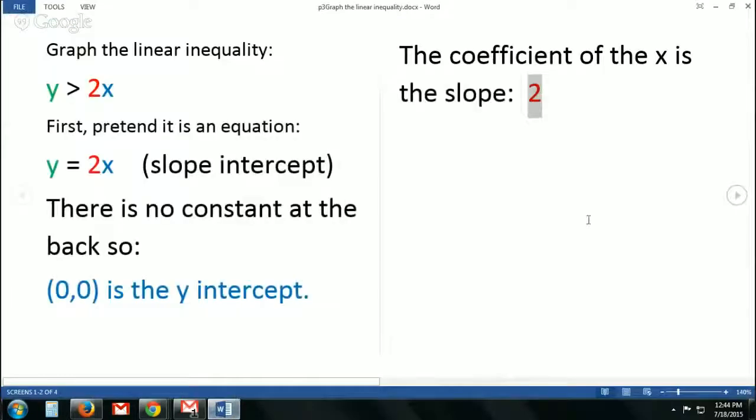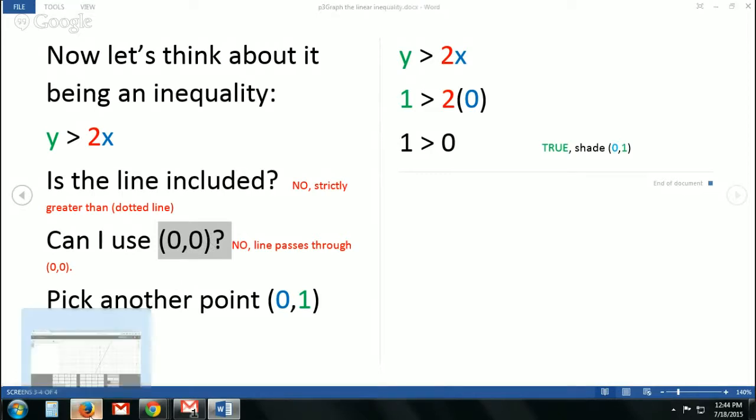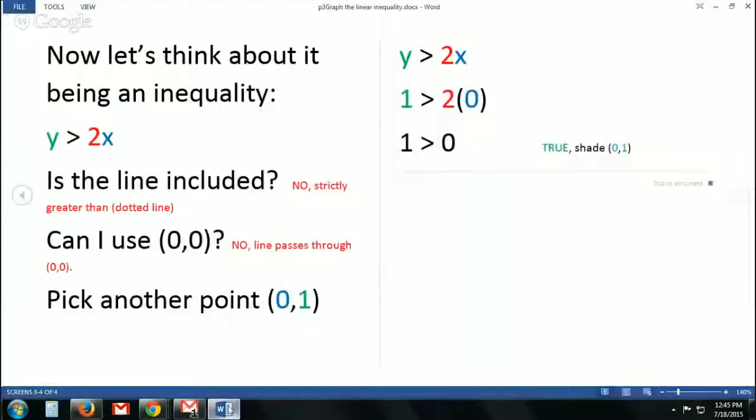Now, when we think, though, of changing it to an inequality, it's maybe going to be a little bit tougher. When it's an inequality, the first thing to notice, I've got a strictly greater than here. Since it's strictly greater than, should the line be included? No, we're going to need to make a dotted line. Now, the second trick here that we'll have to deal with, I can't use 0, 0 this time, because if you remember, our line goes through the point 0, 0, so I can't use it as my test point. I'll have to pick somebody else.